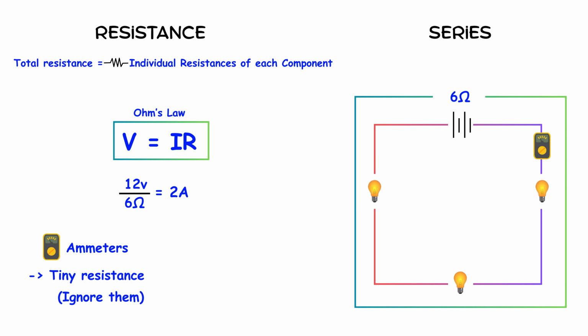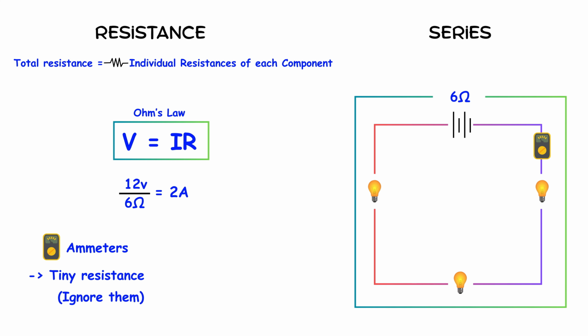Current, meanwhile, remains the same everywhere in a series circuit, no matter where you measure. We use an ammeter to measure current, and we place it in series, meaning anywhere within the main loop, it doesn't matter where exactly. We can also calculate current by dividing the total potential difference by the total resistance, which is a rearranged version of Ohm's law.